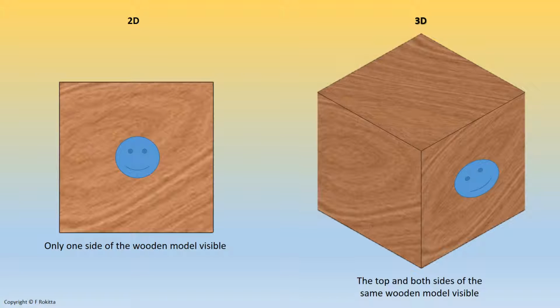We have pasted a little face on one of the sides of the wooden block. On the left hand side, we see that face that has been pasted onto one of the sides, and we are looking at it now at an angle of 90 degrees, and we only see one view of the block. Therefore, we have drawn this drawing on the left hand side in 2D, or we can also say this is an orthographic view of that side of the wooden block.